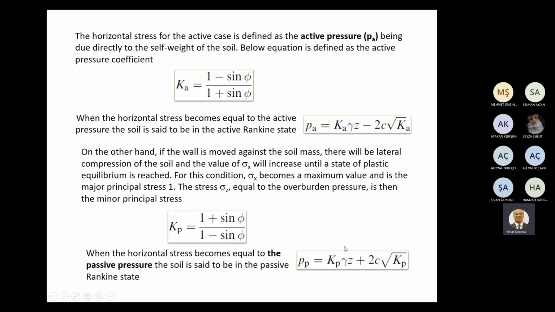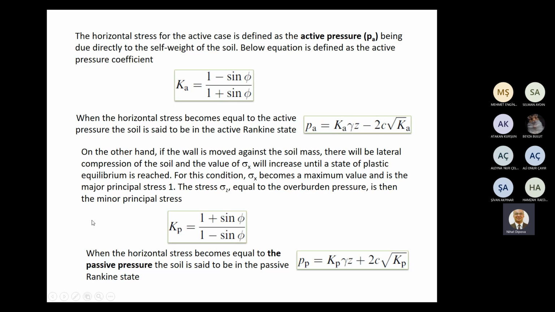And it's directly due to the self-weight of the soil. This equation is defined as the active pressure coefficient. When the horizontal stress becomes equal to the active pressure, the soil is said to be in the active Rankine state, and the value can be calculated using this equation.